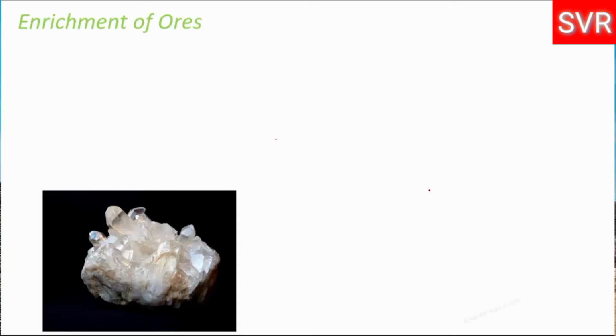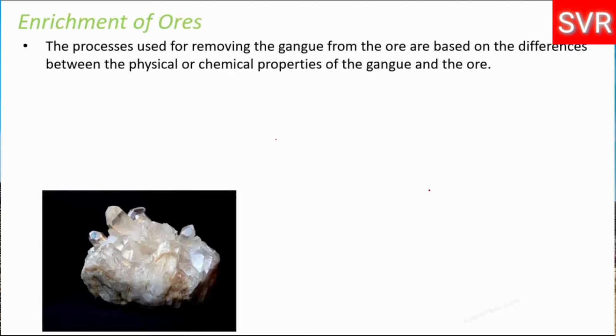What do we mean by enrichment of ores? The processes used for removing the gangue from the ore are based on the differences between the physical or chemical properties of the gangue and the ore. Now, what do we mean by gangue? So these refer to the impurities in the ore. Now these impurities could be things like soil, sand, etc.